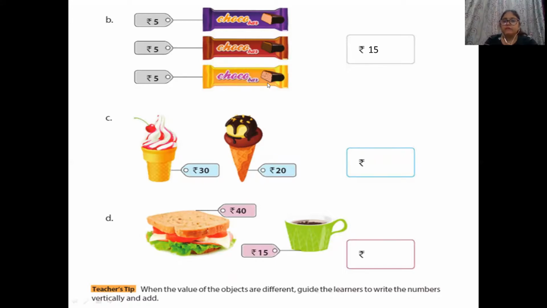Okay, now here we have 2 ice creams. Cost of one ice cream is 30. Second is 20. So 30 plus 20 will be 50 rupees. Okay, now see, here we have to find out the total amount. Here we have one sandwich, and the rate of the sandwich is 40 rupees, and coffee is 15 rupees. So what is the total amount of 40 plus 15? So children, 40 plus 15 will be added. Yes, so it will be 55.